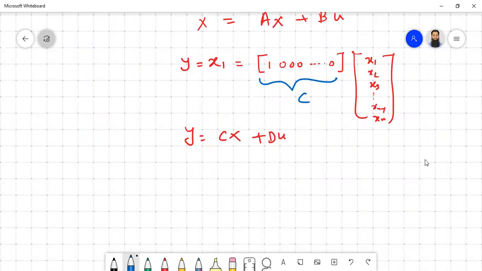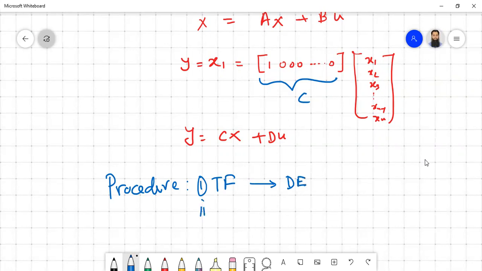So what is our procedure? If the transfer function is given, firstly, the transfer function should be transformed into a differential equation. Then you have to take the inverse Laplace transformation on your differential equation. And thirdly, after converting to the differential equation, you have to cross multiply.